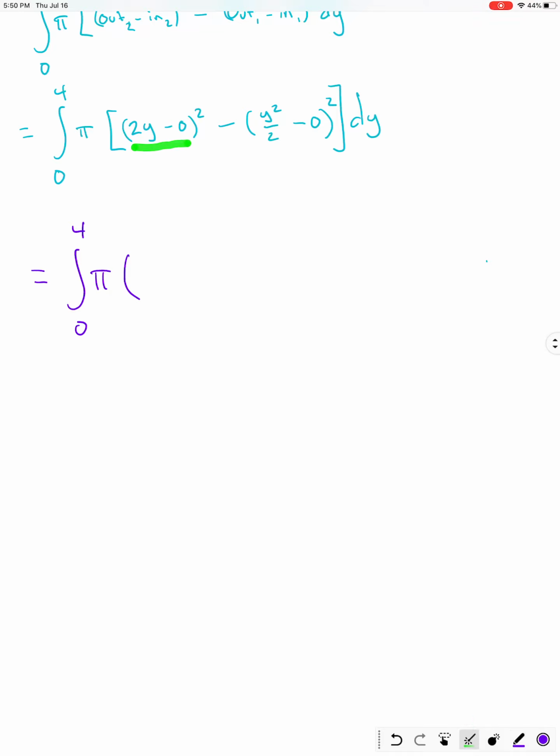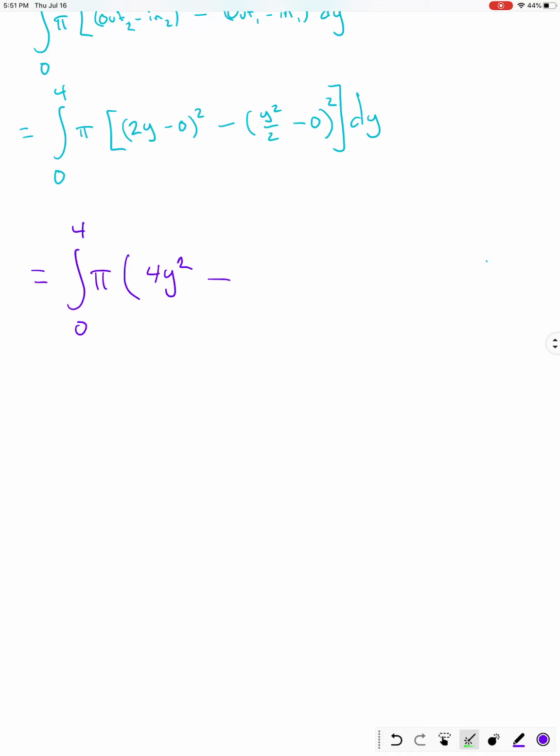And then 2y minus 0, when I square it, is the same as 2y, the whole thing squared. So that's 4 times y squared.